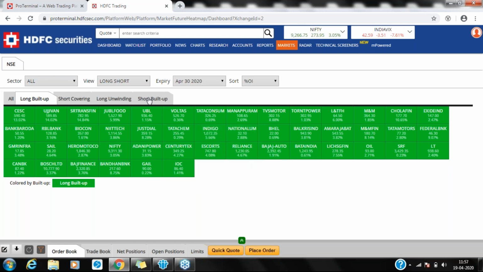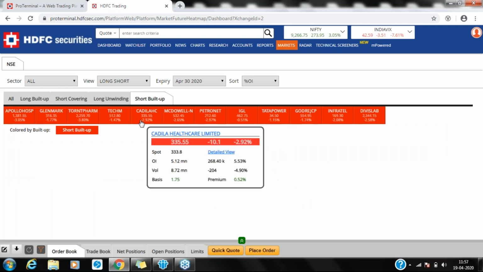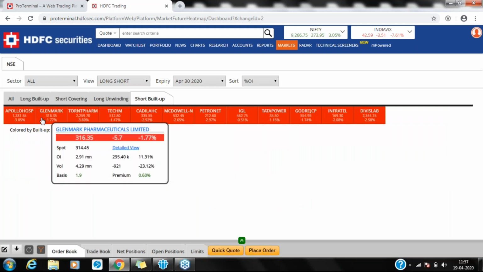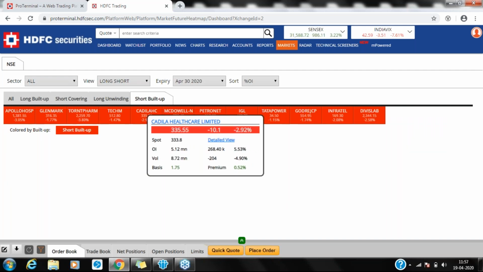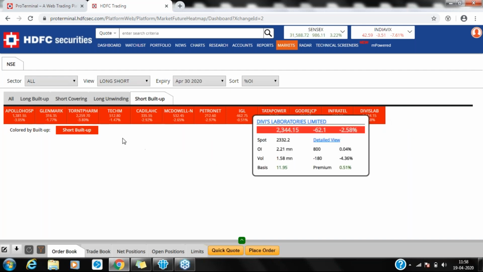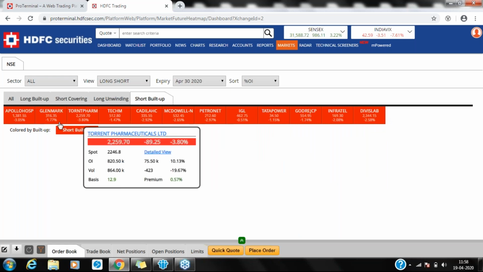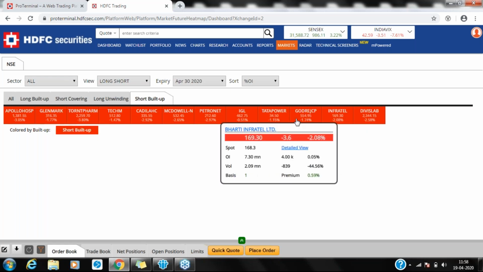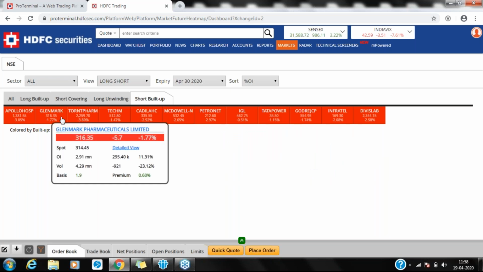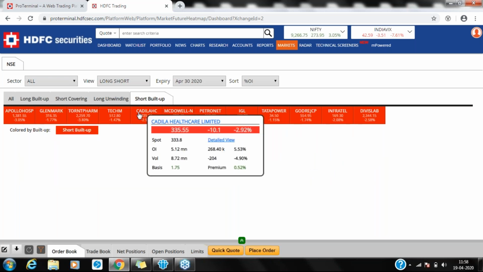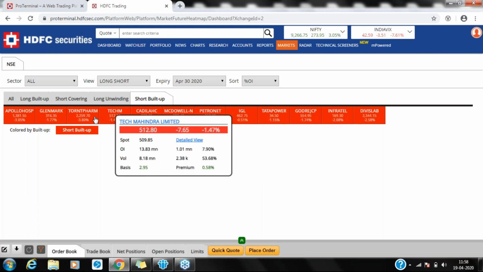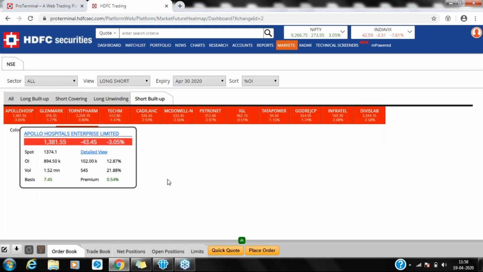Similarly, you have the short build-up stocks. In case you want to go with a short view or you have a bearish view in the overall market, you can see which stocks are going down as of now with increasing open interest. So these are the stocks which are showing a sign of weakness right now. You can try to take a short position, given that there is a technical setup for a short, or any other method that you use, and it is also showing a short build up.